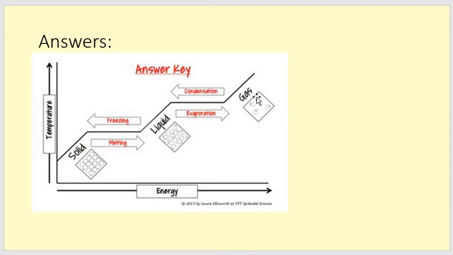Gas, same size particles, much larger spaces. They've got more energy, they can move around more. That is why gases, you only have a few particles in a large space.